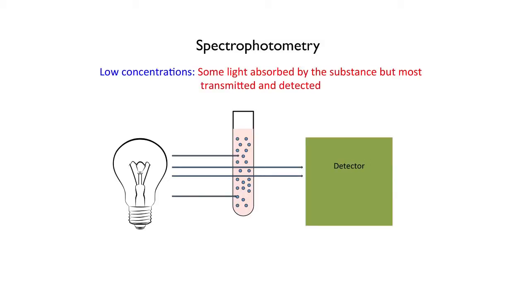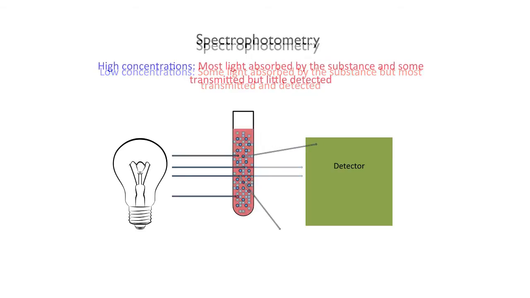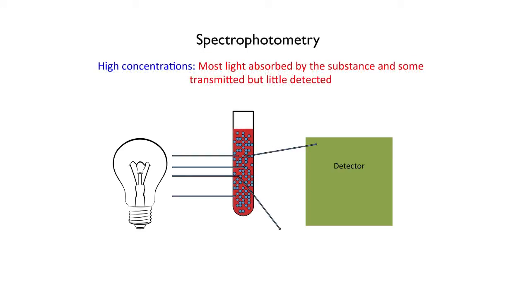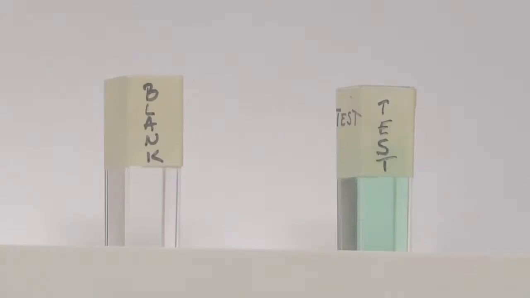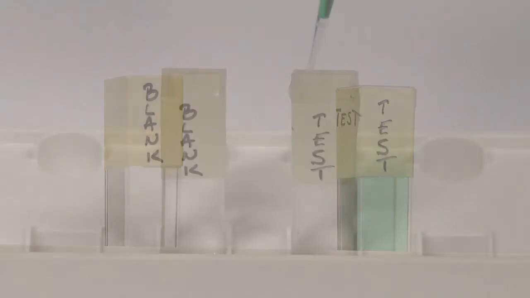Spectrophotometry is a technique that uses light to estimate the amount of substance in a solution by comparing the intensity of light absorbed by the test solution to the light absorbed by the blank solution. The blank has everything that the test solution has except the substance that you want to measure.